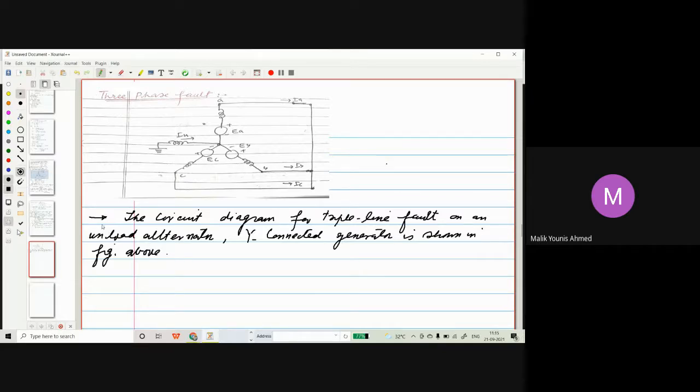Okay. The faulted phases are all the three, A, B, C. So, pre-fault conditions, no problem. Previously, before the fault, the currents will be 0 because it's an unloaded alternator. Next is post-fault conditions.